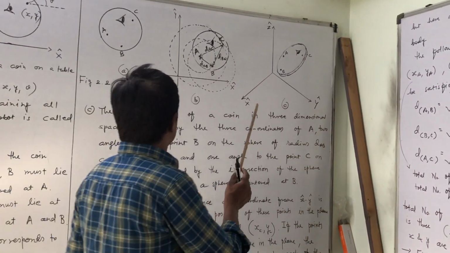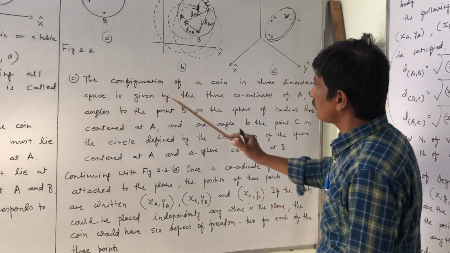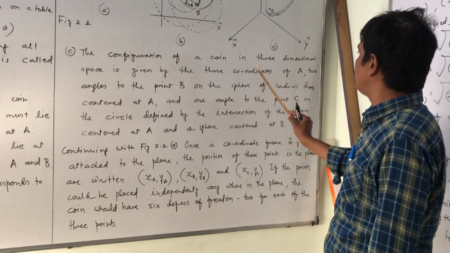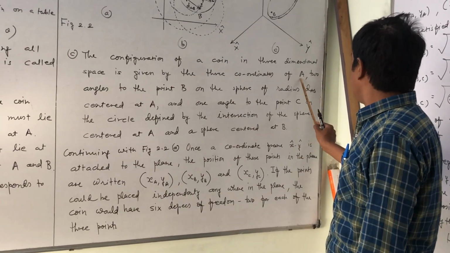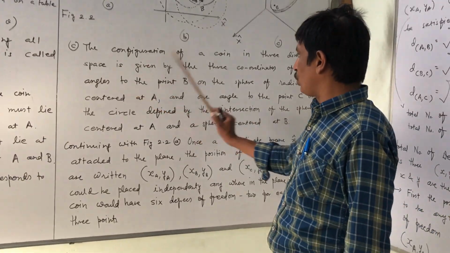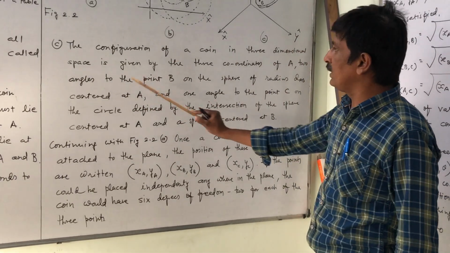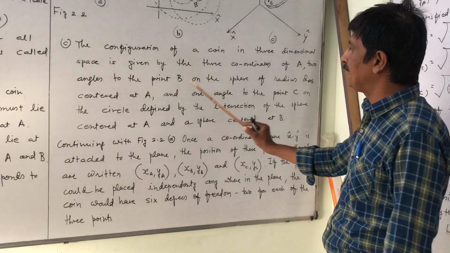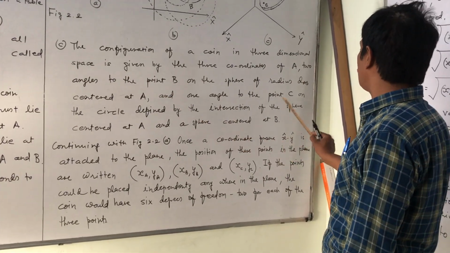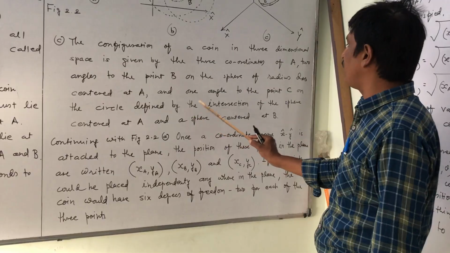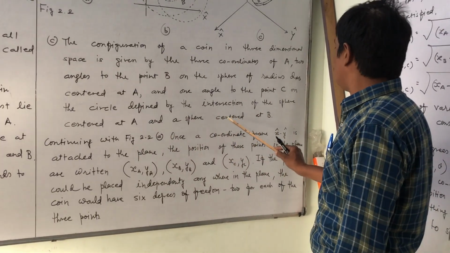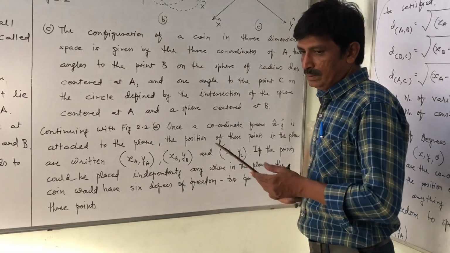Now the configuration of a coin in 3-dimensional space is given by the 3 coordinates of point A, 2 angles to the point B on the sphere of radius DAB centered at A, and 1 angle to the point C on the circle defined by the intersection of the two spheres, the sphere centered at A and the sphere centered at B.